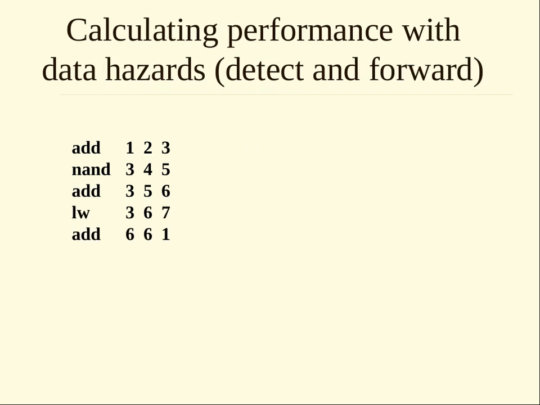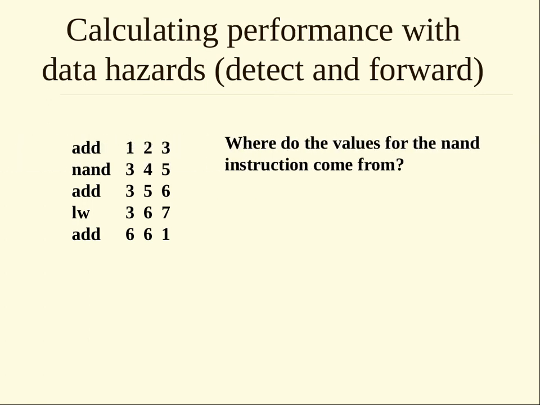Now we have detect and forward. Ooh, here we go, guys. Where do the values for the NAND instruction come from? That's a good question. Not the register file, but from the add in the next pipeline step. From the MEM stage ALU result, and the decode for value B.